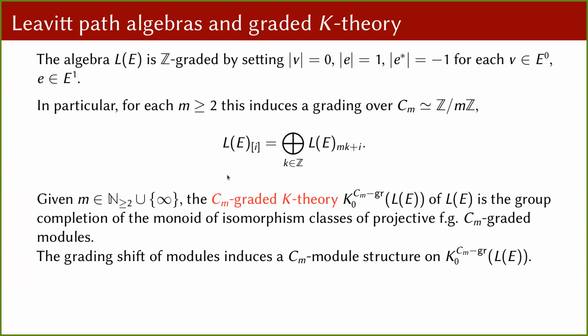An important thing here is that these are abelian groups because they're defined as the group completion of a monoid. But moreover, one has a Cm action, which is linear on the groups, which is defined by considering a given projective module. Since it is graded over the cyclic group, we can shift the homogeneous components. So say in additive notation, we send the homogeneous component of degree 1 to that of degree 2, the one of degree 2 to that of degree 3, and so on.